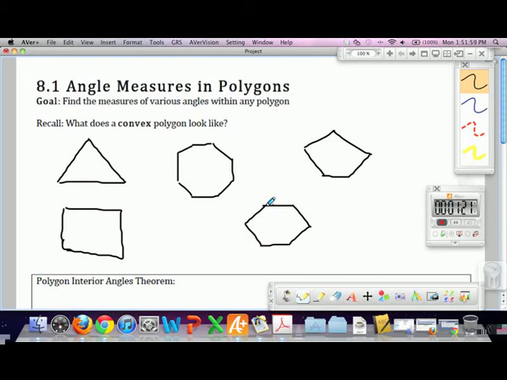We want to focus our study on the first theorem for today, which looks at the polygon interior angles. How can we figure out what the sum of the interior angles of a polygon is? Let's start with our most basic one. What's the sum of the interior angles of a triangle? 180. For a triangle, the sum is 180.